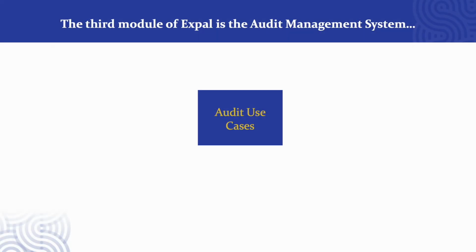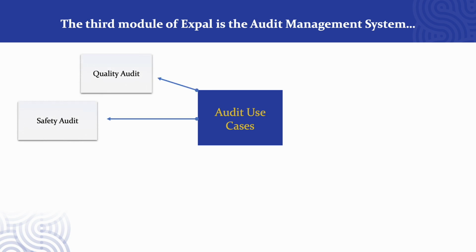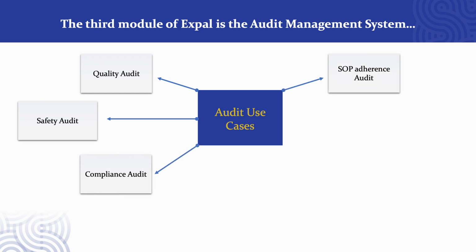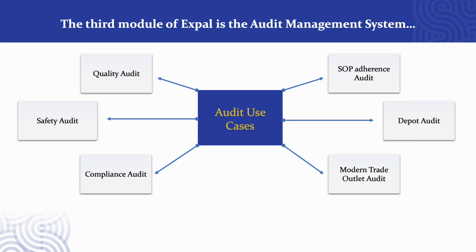Let's take a look now at the third and a very unique module. Audits and 5S processes are a continuous and important part of running a business. These could be audits of business processes like quality, safety, compliance, or indeed any SOP, apart from routine depot audits and modern trade outlet audits.